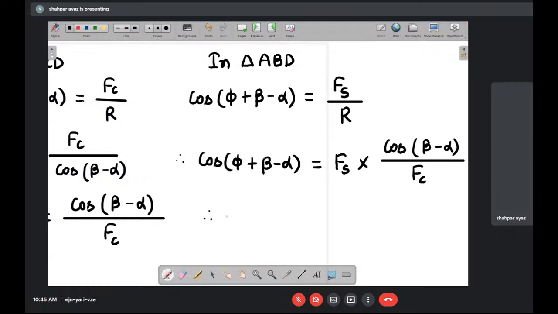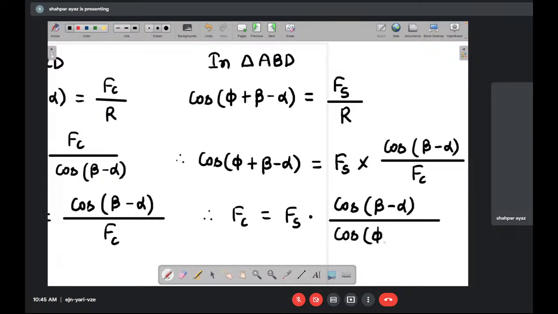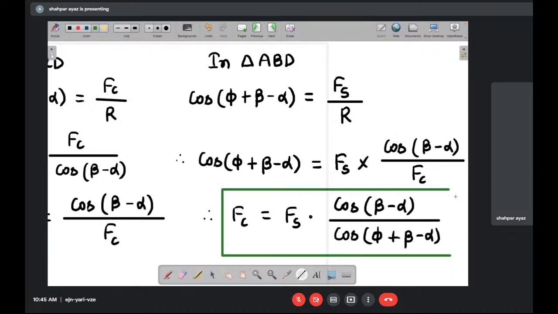So Fc, the cutting force, is equal to shear force into cos(beta minus alpha) upon cos(phi plus beta minus alpha). This is a very important formula. I would suggest you remember it, because the same expression has been asked in ISRO 2018, the same expression in the ISRO exam. This is the formula of cutting force in terms of shear force, friction angle and shear angle.